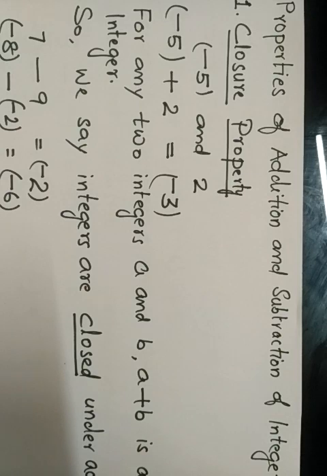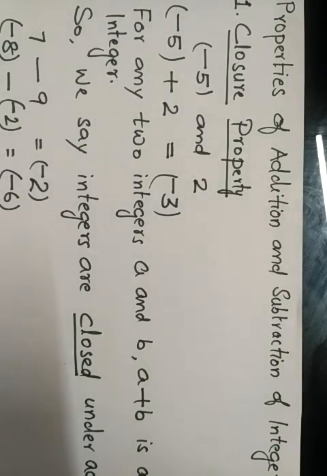What is the closure property? Integers are closed under addition. Why is it called so? Because when we find the sum of integers, the sum is also an integer, and when we find the difference, it is also an integer. So this property is called the closure property. Integers are closed under addition and subtraction.